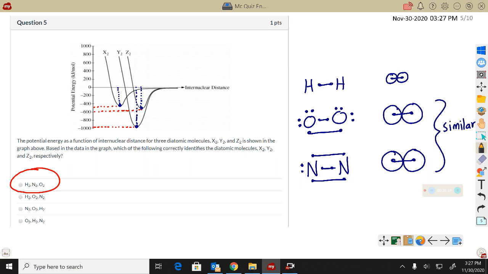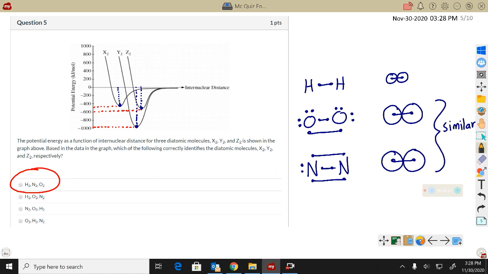And then single bonds require the least amount of energy to break, and then they'll release the least amount of energy when they form. Making bonds, breaking bonds, same amount of energy, just different direction of energy flow. So I definitely narrowed it down then to options 1 or 2. Hydrogen's got to be x2. Okay, so then y2 and z2 must represent oxygen and nitrogen, which do have similar radii.